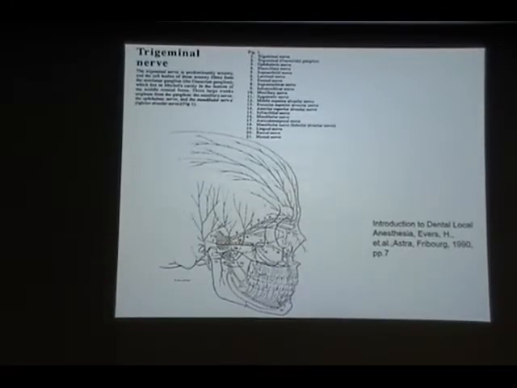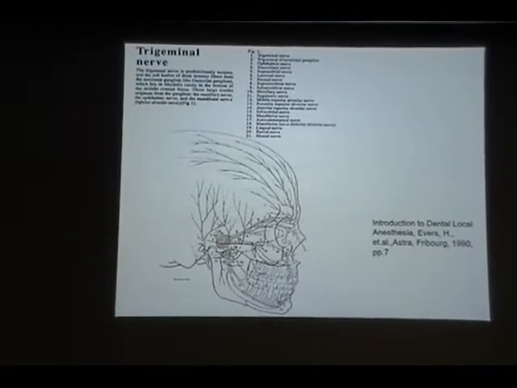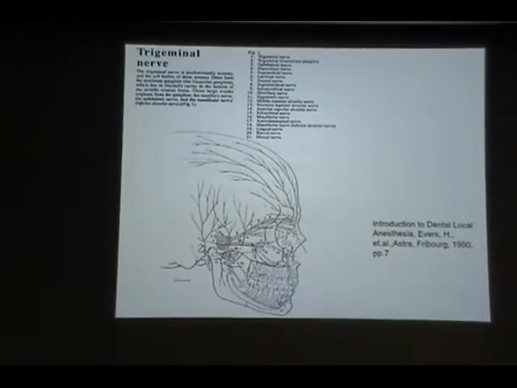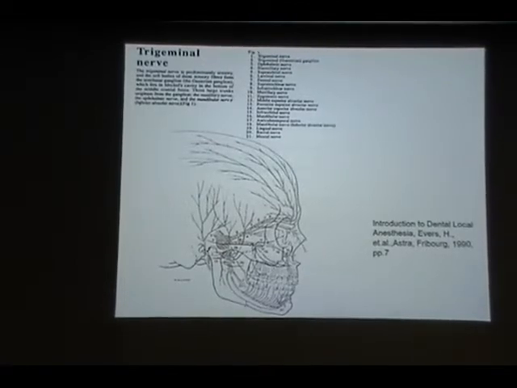Okay, so we're trying to anesthetize branches of the trigeminal nerve. Why? Because it's branches of the trigeminal nerve that innervate the dentition, okay? And typically that's our role, is to do basically dental surgical procedures on the dentition, or on the gingival surfaces, or possibly on bone associated with periodontally involved surfaces.